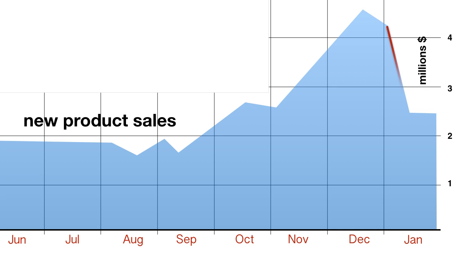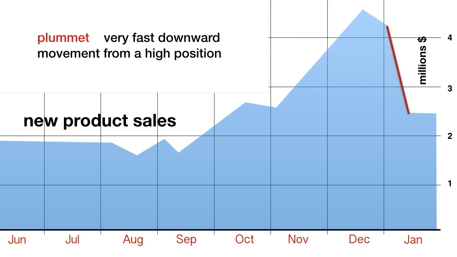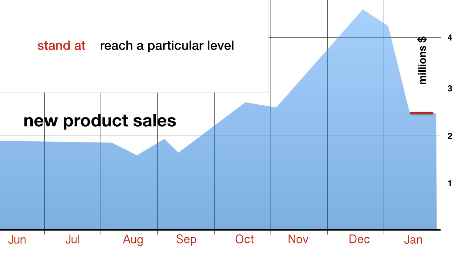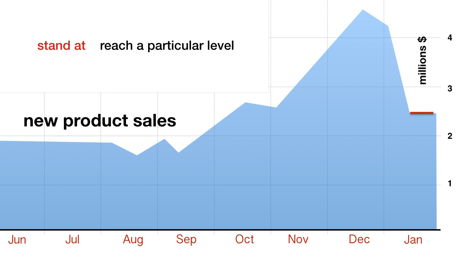Here's a lovely word, to plummet. It's a verb and it means a very fast downward movement from a high position. So it means a bit of a disaster, usually when you describe sales plummeting, because it means they've drastically reduced in a downward direction. And the last comment or the expression used in this graph is where sales stand, or sales stand at a particular level.